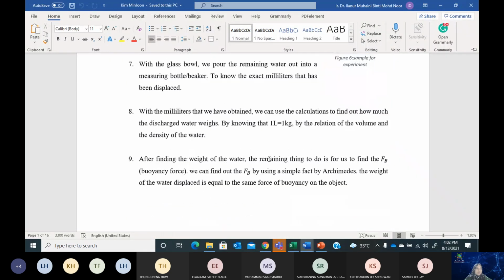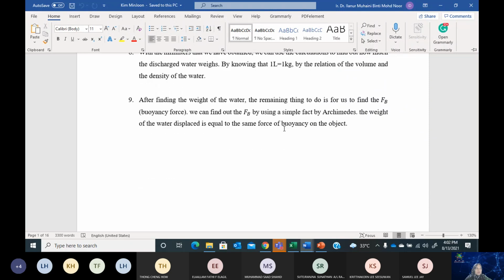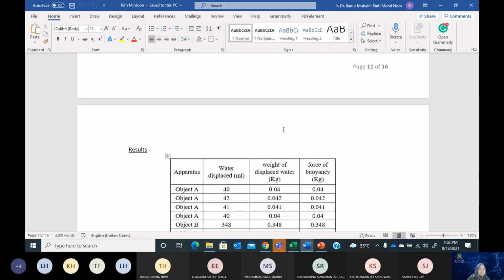So with the millimeter that we have obtained, we use the calculation to find out how much the discharged water weighs, by knowing that 1 liter equals 1 kilo by relation of volume and the density of water. After finding the weight of the water, the remaining thing to do is to find the FB, buoyant force. We can find the buoyant force by using a simple fact by Archimedes. The weight of the water displaced is equal to the force of buoyancy of the object.